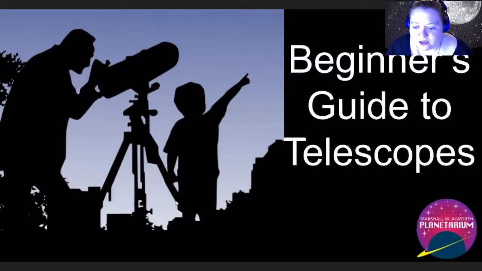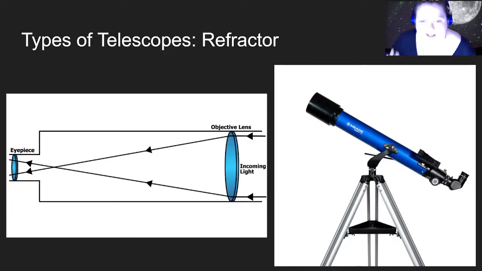All right, so, beginner's guide to telescopes. Let's start off with the different types of telescopes. There are typically two main types, but I'm going to show you three different types of telescopes today. They can be described based on what is doing the collecting and magnifying of the light. So the very first type of telescope we're going to talk about is the refracting telescope, or a refractor.